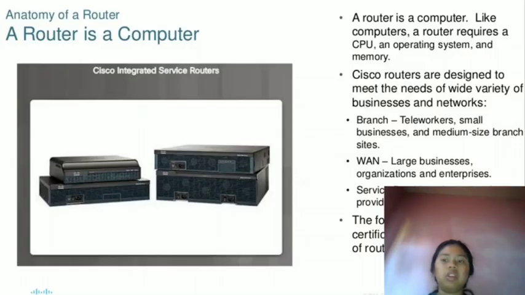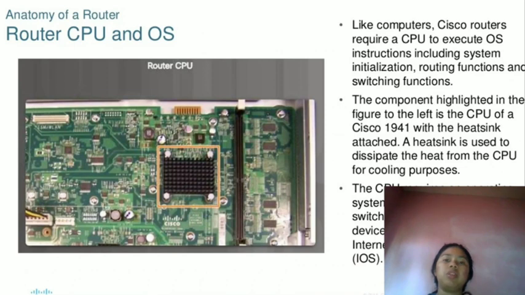Routers: a router is a computer. Like computers, a router requires a CPU, an operating system, and memory. Cisco routers are designed to meet the needs of a wide variety of businesses and networks. Router CPU and OS: like computers, Cisco routers require a CPU to execute OS instructions, including system initialization, routing functions, and switching functions.